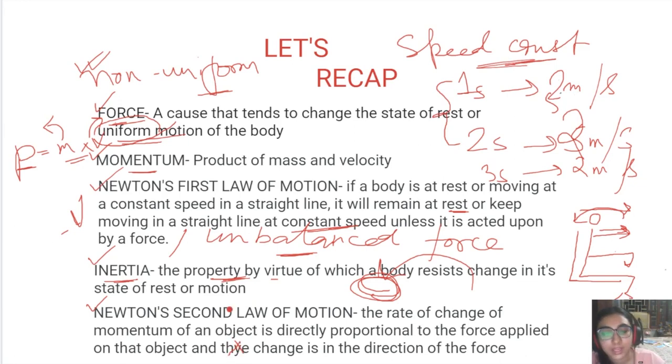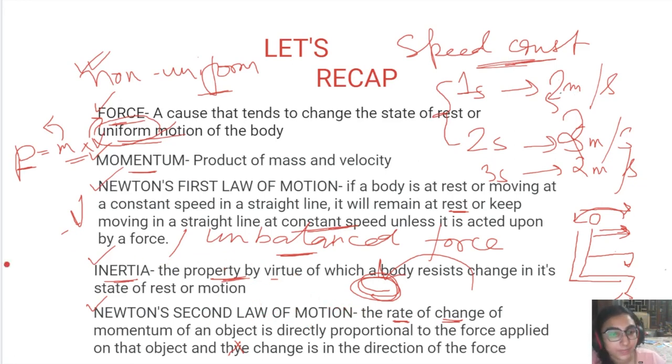Yeah, so the rate of change, so rate we had talked about, anything per unit time is rate. Change matlab final or initial के बाद, like बीच में the amount that you're going by the velocity, going by the distance, anything, change matlab final minus initial. Directly proportional, we'll just discuss it a few minutes later, what Newton's second law of motion is.